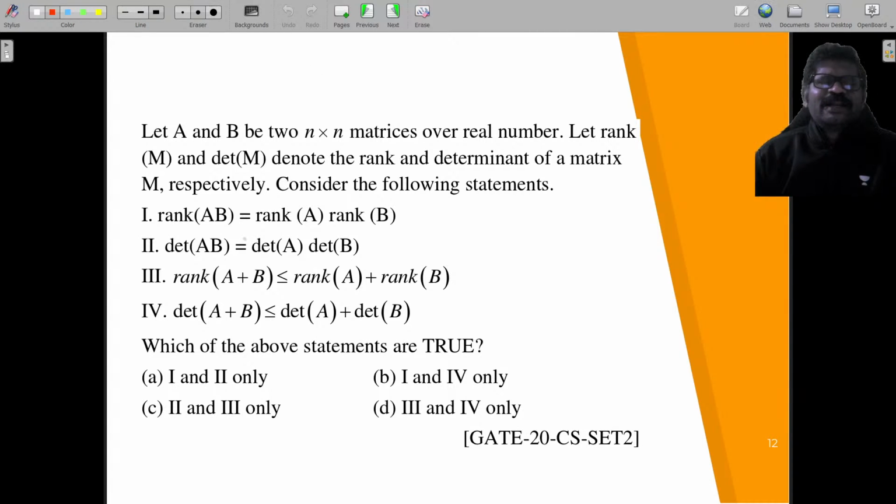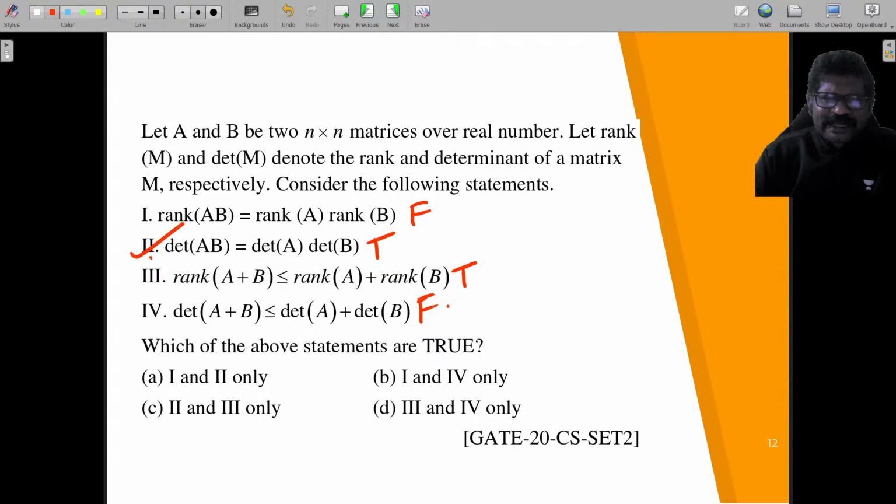These are all properties. All the statements are given on properties. First statement, rank of AB equal to rank of A into rank of B. False. Determinant of AB equal to det A into det B. True. Rank of A plus B less than or equal to rank of A plus rank of B, true. Determinant of A plus B less than or equal to det A plus det B, false.